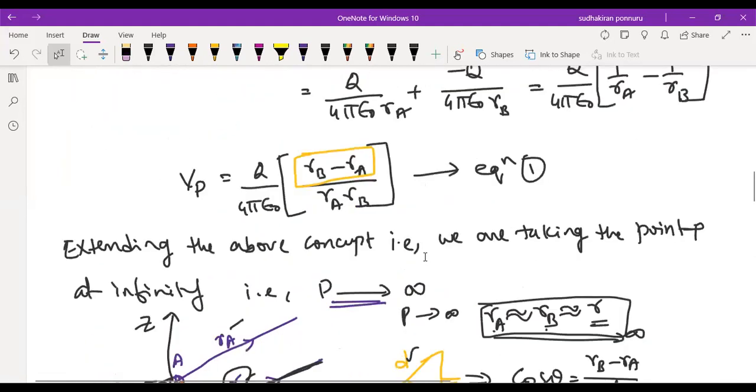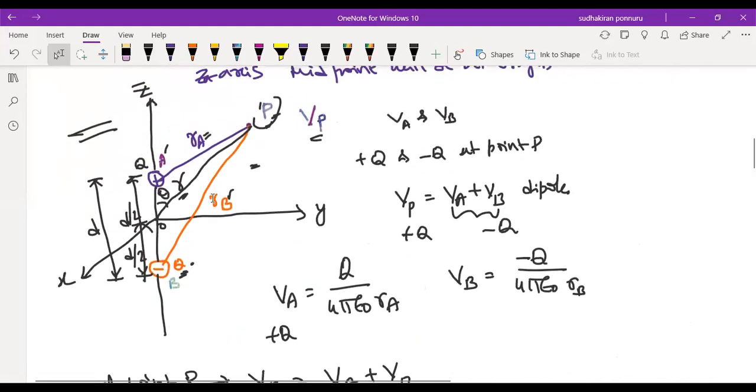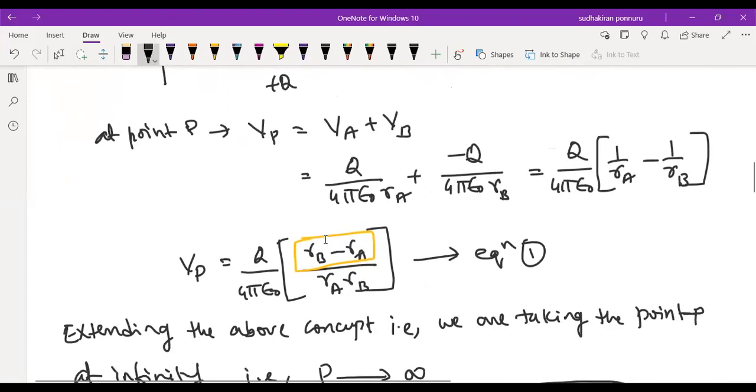One of the important points is, if you understand the diagram, whatever diagram we have drawn here, in the examination you have to draw both the diagrams. Earlier we have considered the point P, which is located at a finite distance, and later we have gone with the derivation. So Vp is equal to Q divided by 4 pi epsilon naught, into Rb minus Ra divided by Ra Rb. So this is at point P.